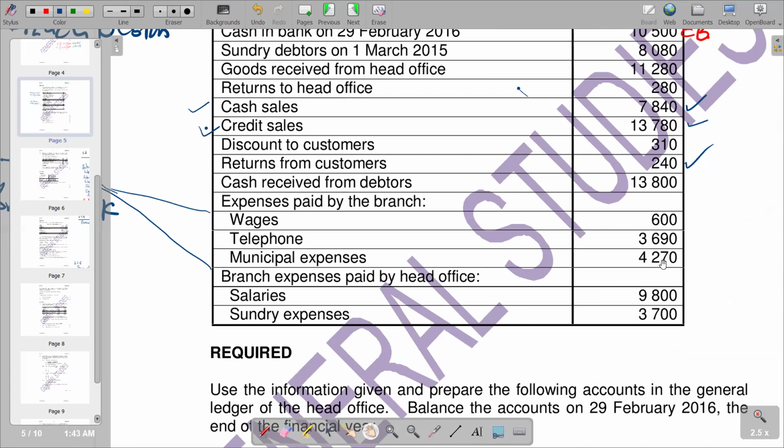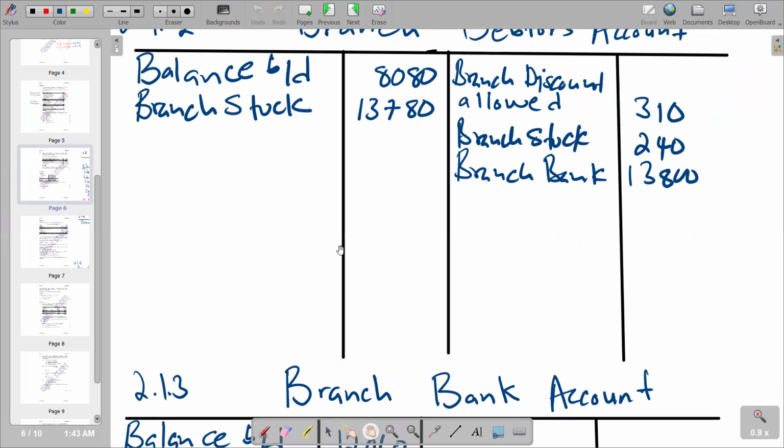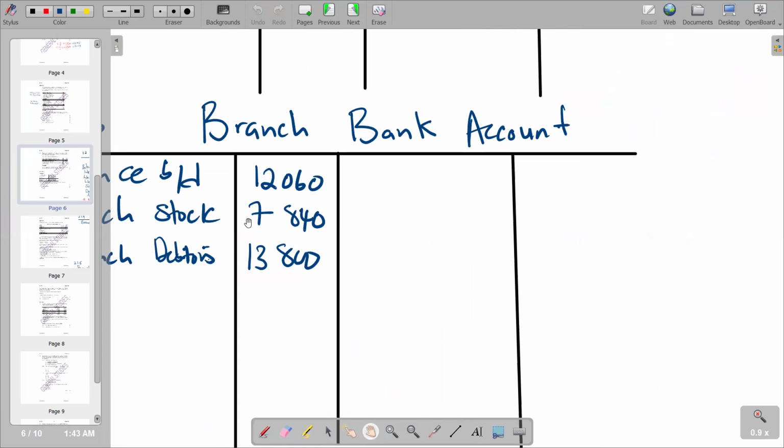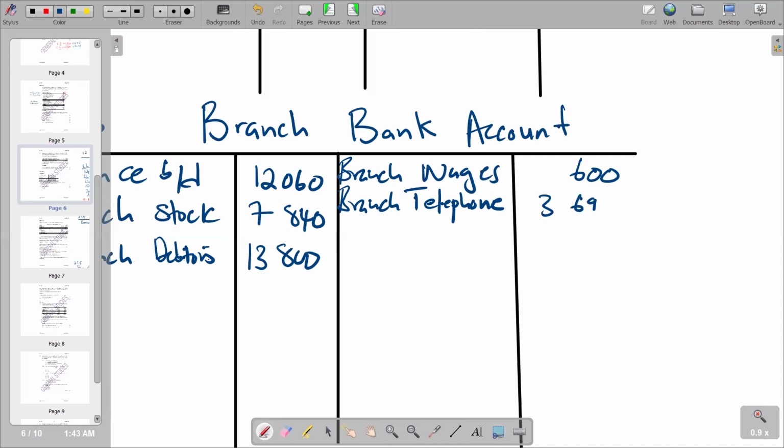So we go to the credit side of the branch bank and list them. We come to the credit side. We start with our branch wages, which we identify the amount is 600. Then we go to our branch telephone, 90. And then we go to branch municipal expense.